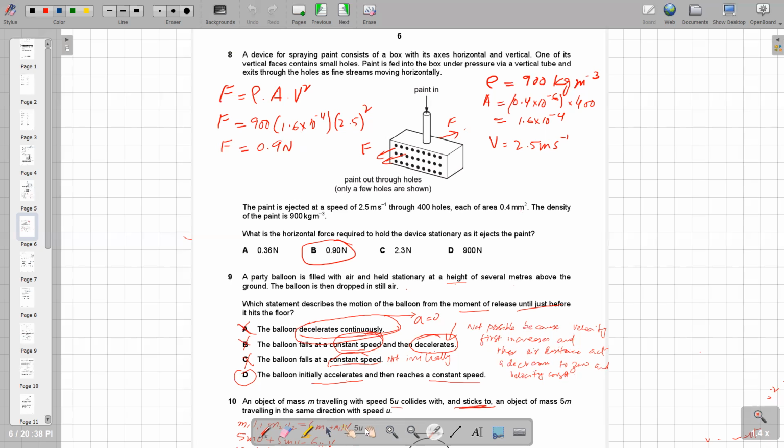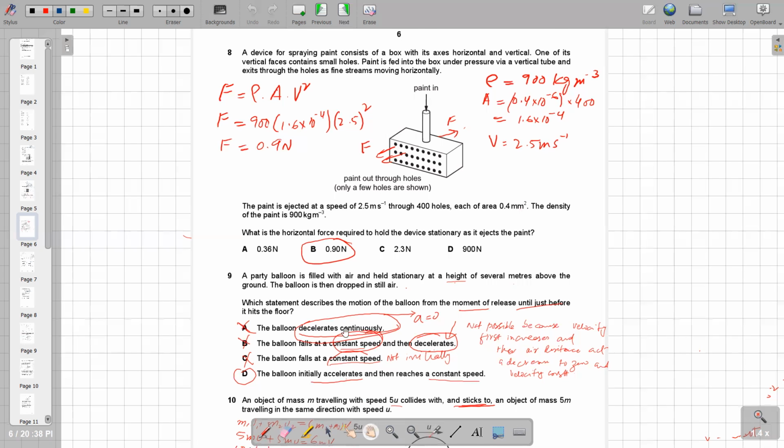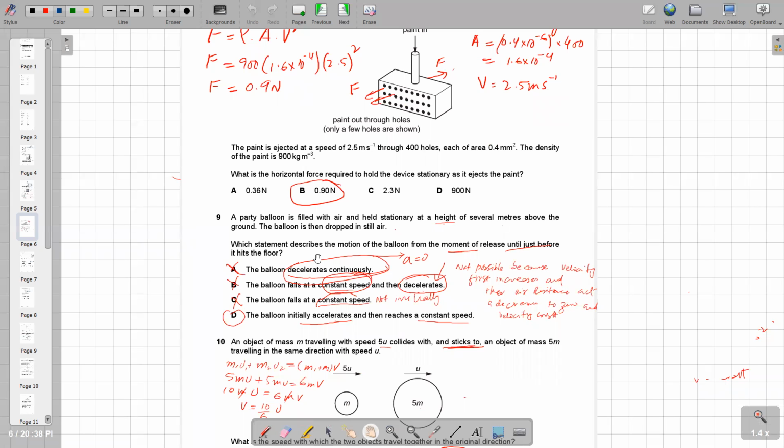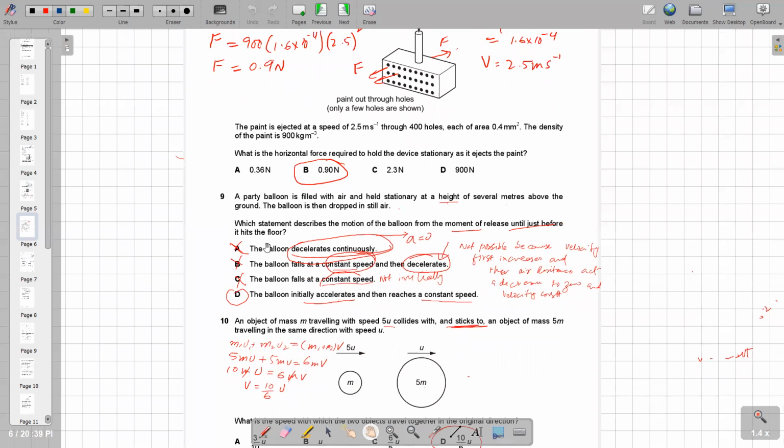Question number 9. A party balloon is filled with air and held stationary at a height of several meters above the ground. The balloon is then dropped in still air. Which statement describes the motion of the balloon from the moment of release until just before it hits the floor? So the balloon is first held stationary, which means it was at rest, and then it is falling to the ground.